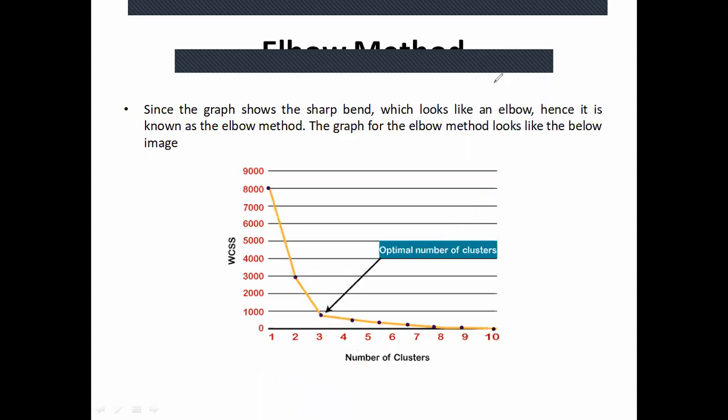Now, why is this called the elbow method? Because you can assume this is like your arm and there is an elbow. Suppose you have bent your arm. When you bend your arm, this represents your elbow. So you can compare this graph with your arm, and you take the optimal value of K represented by this elbow, because it is the elbow of that graph. That's why this is called the elbow method.